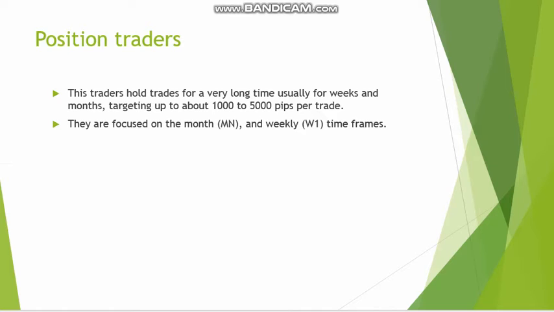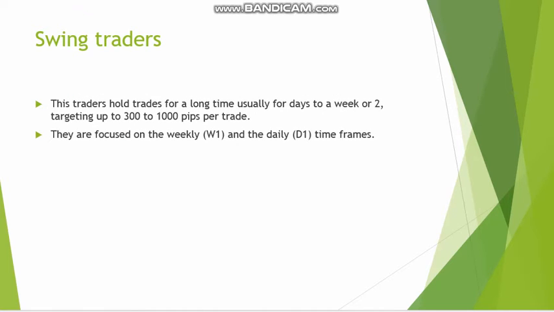The next type of trader we have is swing traders. Swing traders, from the name swing, are just like the junior brothers of position traders. They also hold trades for a long time, but not as long as position traders. They hold trades for about 4 days to weeks, or 2 weeks, targeting up to 300 to 1,000 pips per trade. They can buy something and hold it for 2 weeks before they make profit. So they are focused on the weekly and the daily time frames.